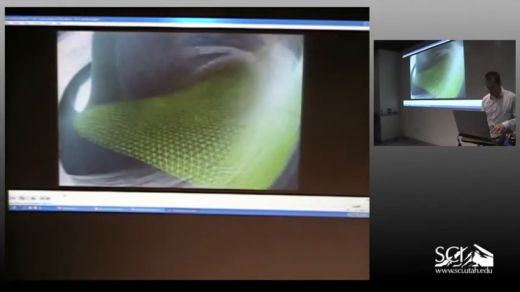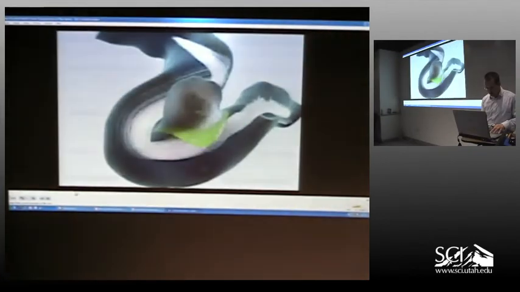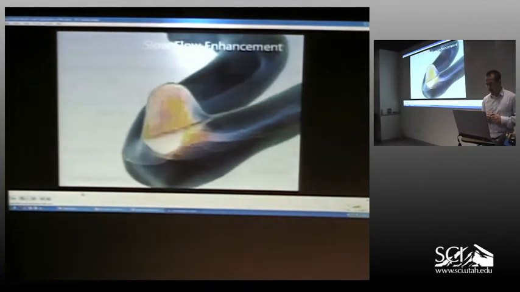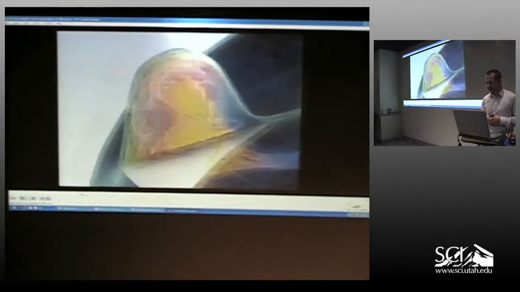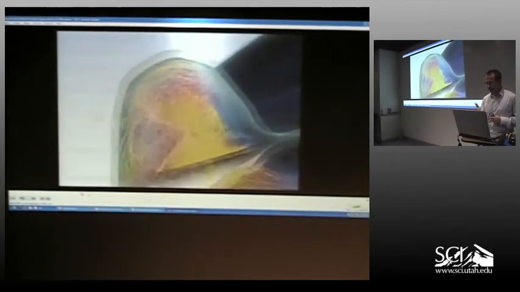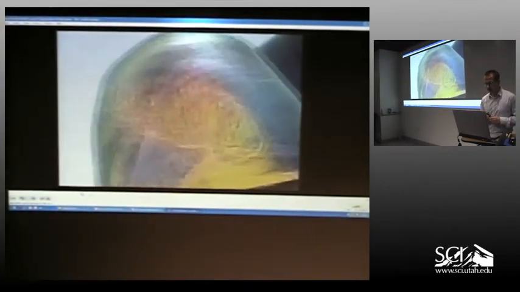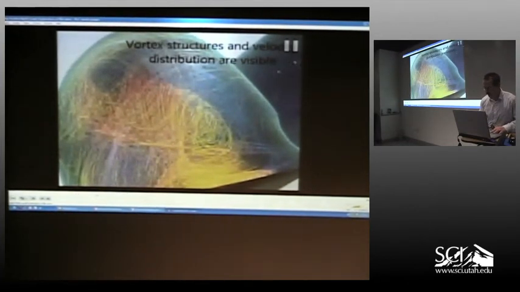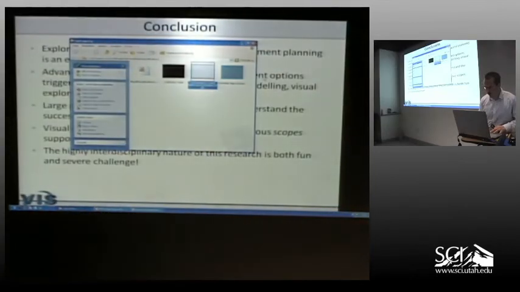I wanted to show this slow flow enhancement. Here it is. So here the slower flow is enhanced, that means this is primarily visible, and here is a lot of slow flow, so this is not a very good situation. So maybe that is sufficient to show this.